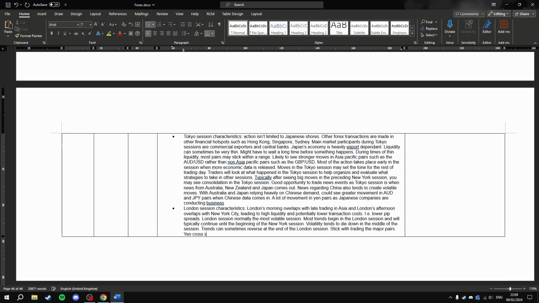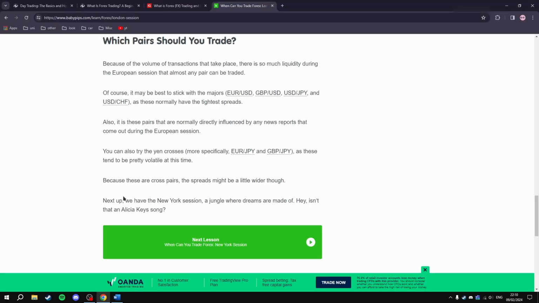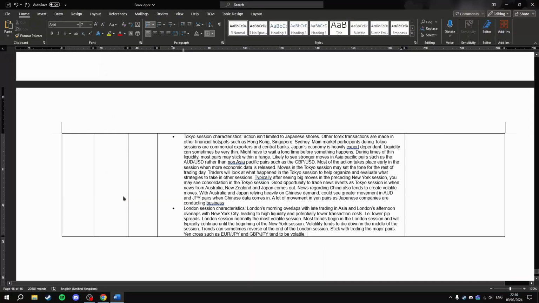Yen crosses such as EUR/JPY and GBP/JPY tend to be volatile. Because these are cross pairs, the spreads might be a little wider though.